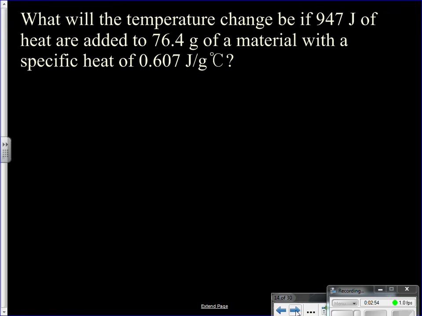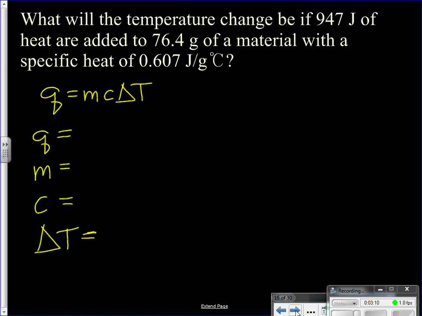So again, we see that we don't have any kind of a chemical change going on. We don't have a phase change. We're not talking about anything boiling or condensing or freezing or melting. And so we look and see this is an application of Q equals mc delta T. So we will list out our four variables again, and then we will look at our problem to pull out the information. And right from the start it says, what will the temperature change be? So the question mark goes with the delta T, because that's the question. What's the temperature change?